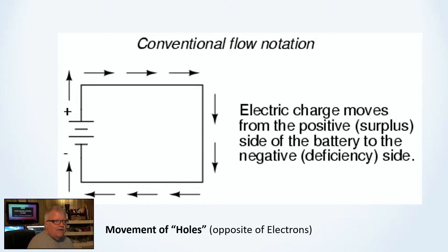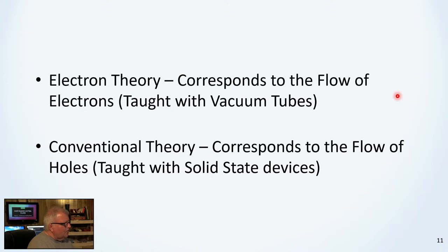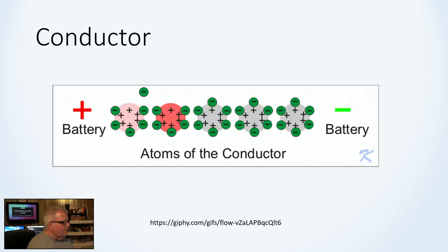Then along came semiconductors, and they found it easier to explain semiconductor theory using something called the conventional theory of current flow. And they say that conventional current flows from positive out to a load and back to the negative. So the electron theory corresponds to the flow of actual electrons, free electrons, whereas the conventional theory corresponds to the flow of holes. And you can see both of those things in this diagram right here, this animation. You can see the electrons, the green dots, moving across. They're moving from the battery negative over to the battery positive, whereas the current, the red, is flowing from positive to negative. I just point this out in case you read books and theories about electronics. If you get an older book, you're going to see the older theory as well.